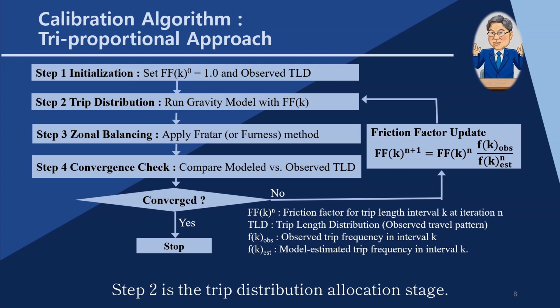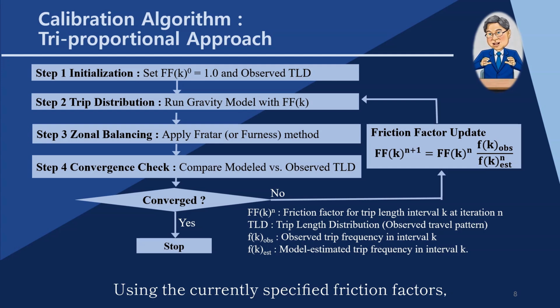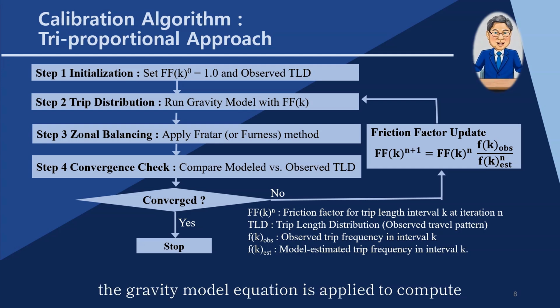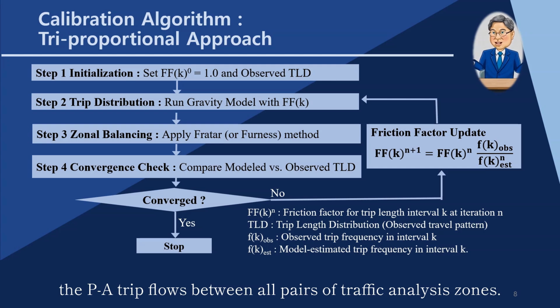Step 2 is the trip distribution allocation stage. Using the currently specified friction factors, the gravity model equation is applied to compute the PA trip flows between all pairs of traffic analysis zones.